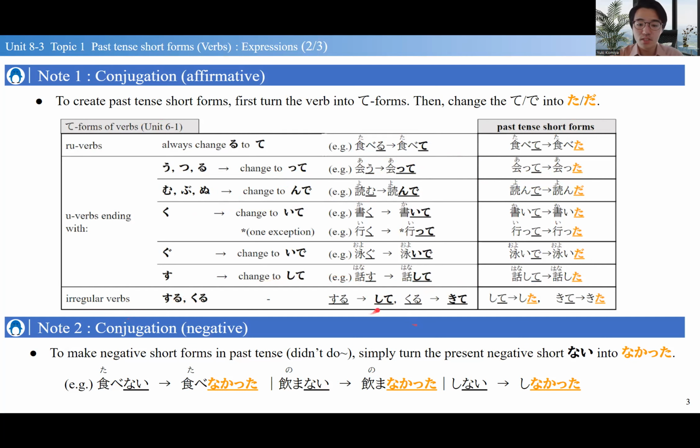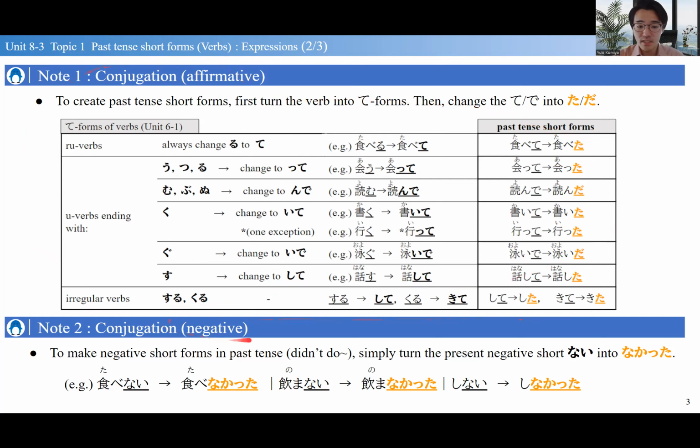Suru and kuru turn to shite and kite for the te form. For the short form past tenses, replace the te with ta. Shita, kita, did, and came. So that's how to make the affirmative past tense short forms.